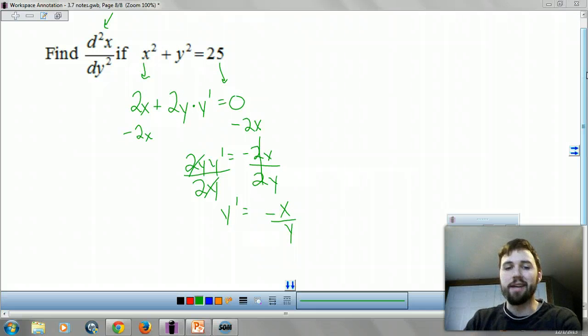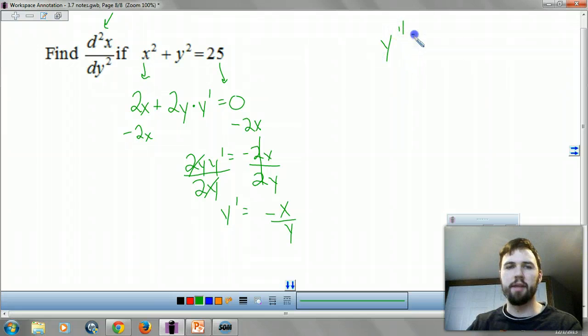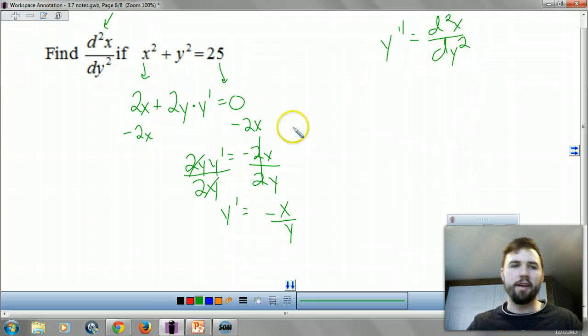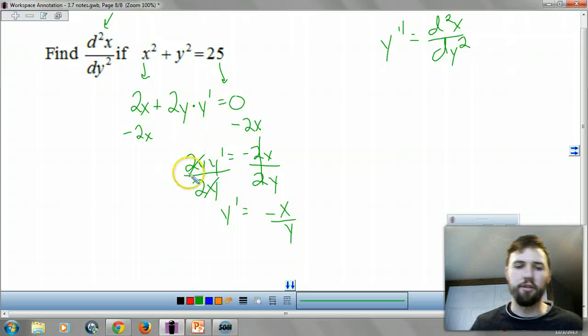So we need to find the second derivative. I gotta untangle my pen. Second derivative is also known as y double prime. I use mine just because it's less writing, and I don't want to keep writing it out. So I write y double prime. Okay. So we need to take the derivative of this beast.